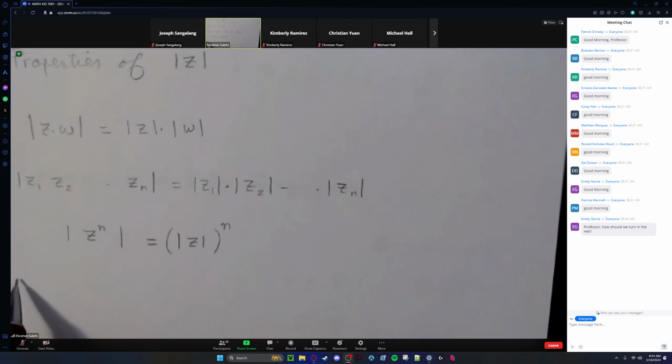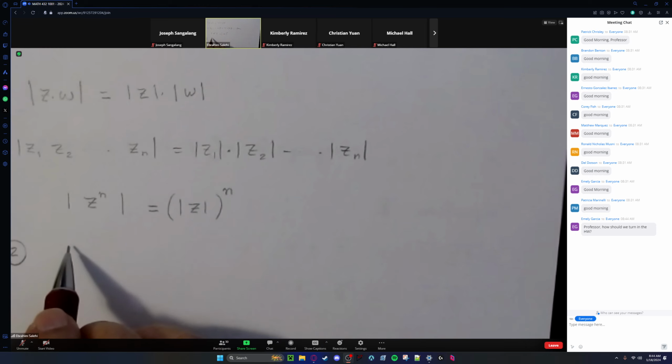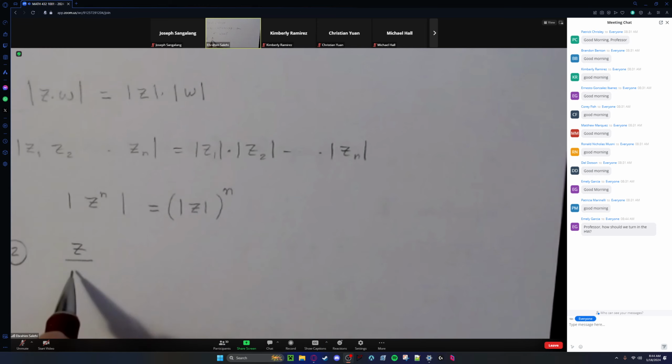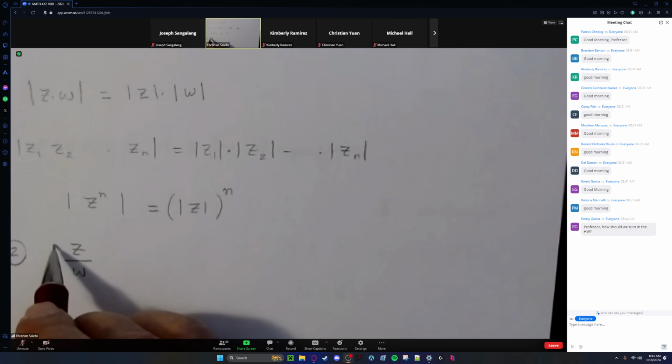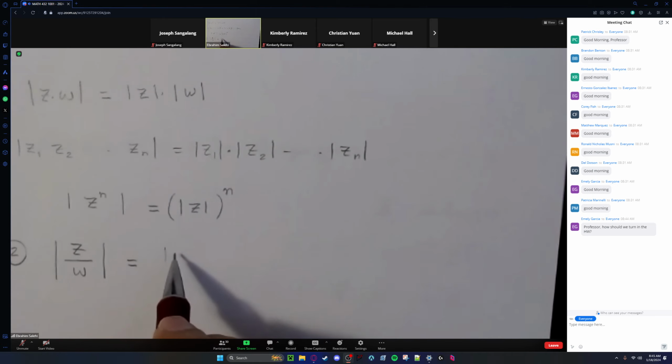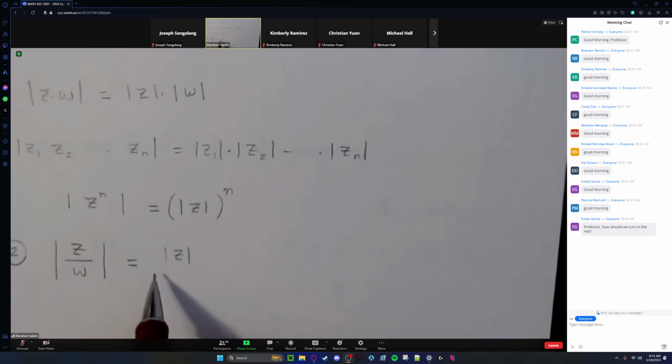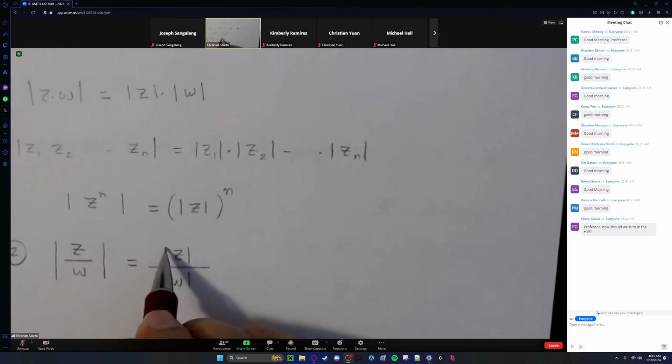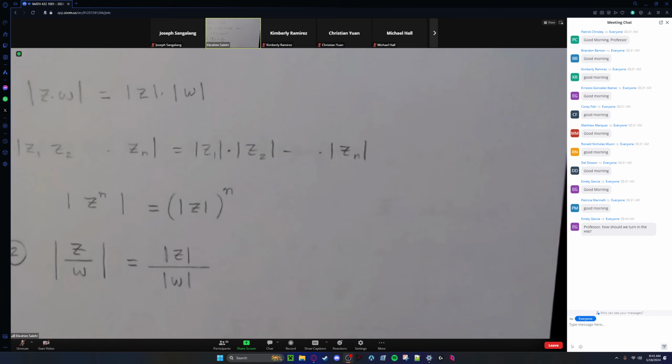Here is property number 2. For division, when you have Z divided by W, you can do the division and then the result is a complex number, take its modulus. This is the same as the modulus of Z divided by the modulus of W. How about that? Isn't that nice?